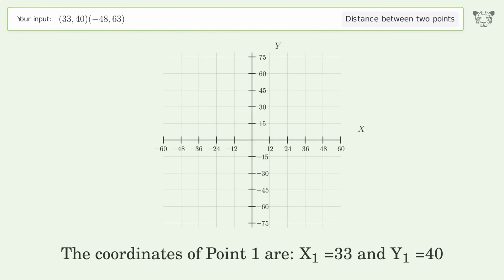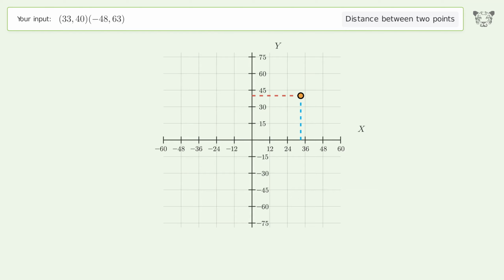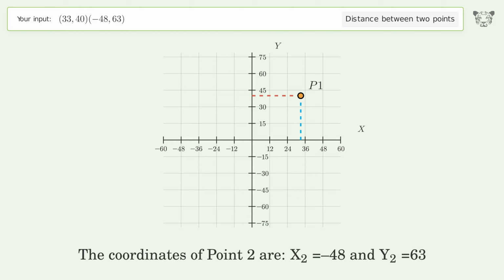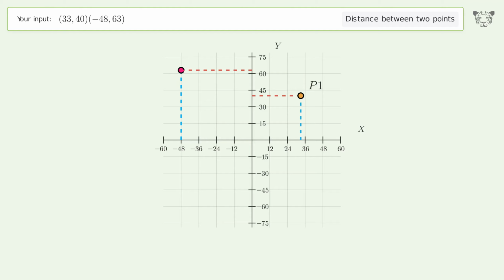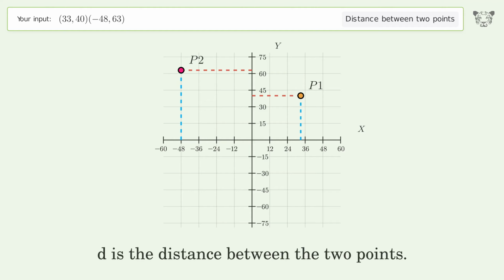The coordinates of point 1 are x1 equals 33 and y1 equals 40. The coordinates of point 2 are x2 equals negative 48 and y2 equals 63. D is the distance between the 2 points.